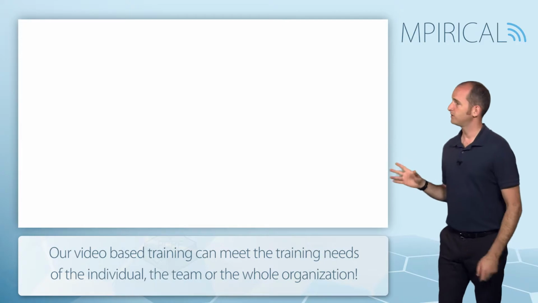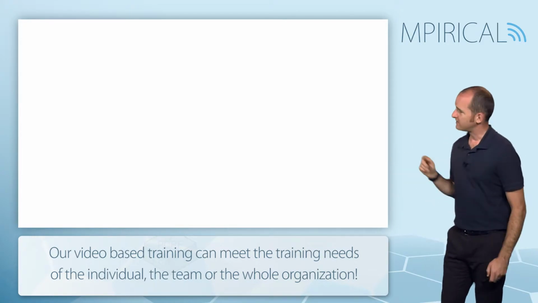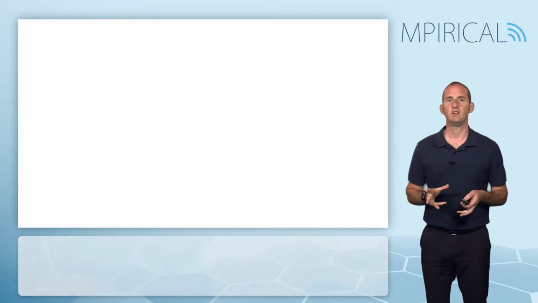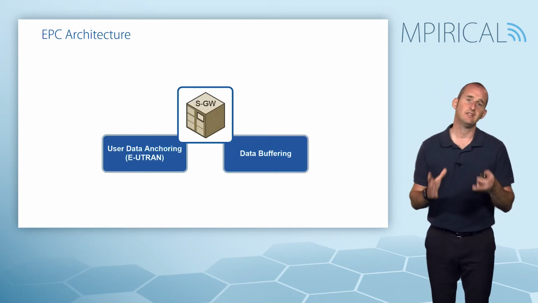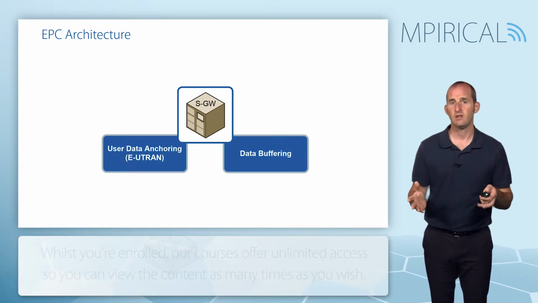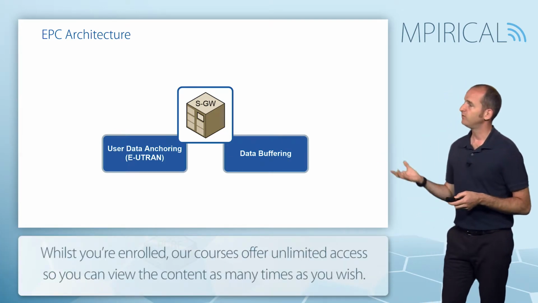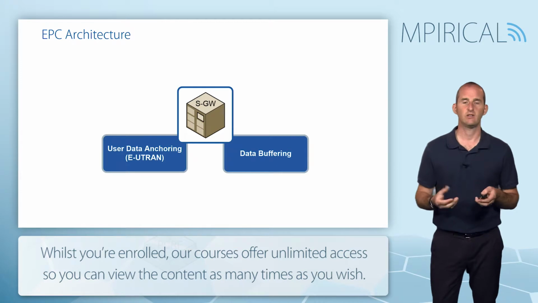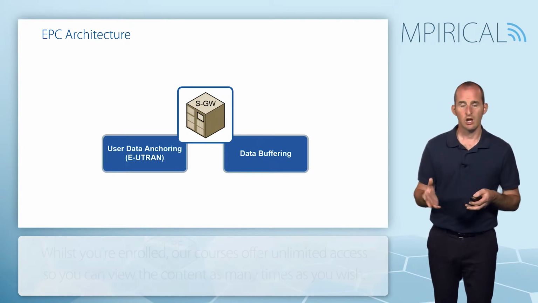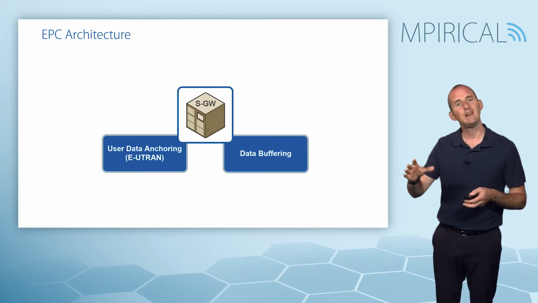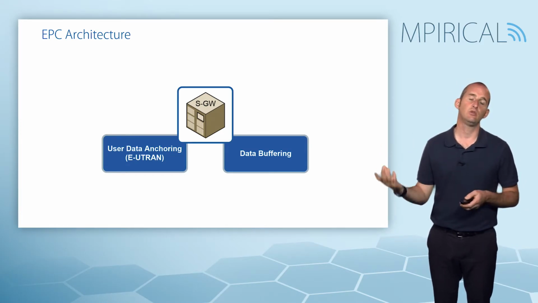Now, as we move back to our architectural diagram, the next element that we're going to cover is the serving gateway. And we already know that the serving gateway is involved in the end-to-end EPS bearer path. Now, specifically, it's involved with user data anchoring for the eUTRAN. As you can appreciate, LTE is a mobile network, so we can move around the network and be handed over from one eNode B to another.